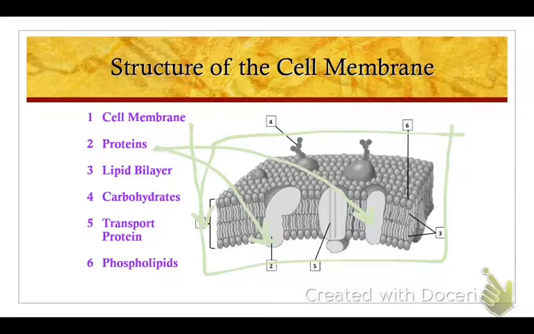Here is the lipid bilayer. These are where the fatty acid tails come together. And the transport protein looks like a protein, but it has this tunnel, so things can go into the cell or things can go out of the cell. And last but not least, you have your phospholipids. This is the phospho part, this is the lipid part.